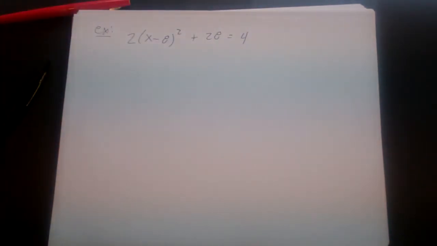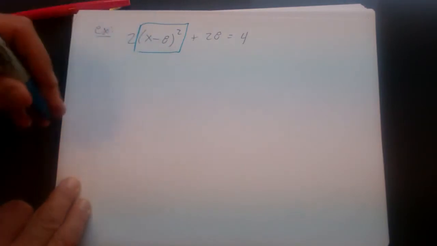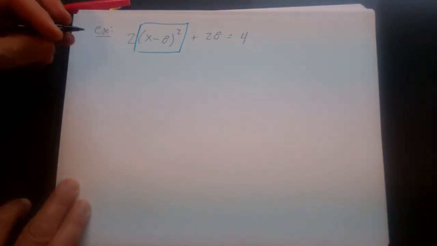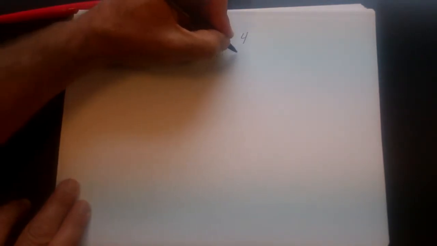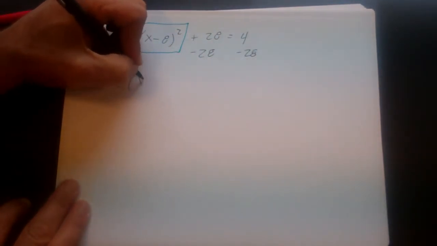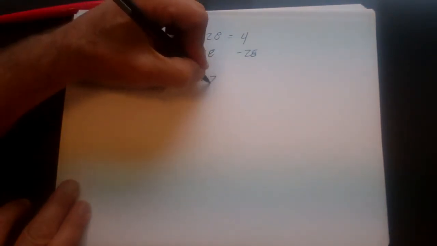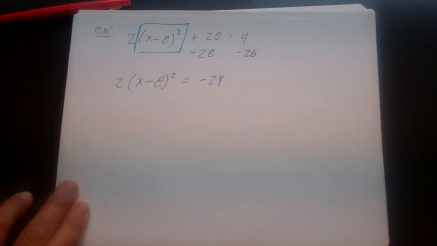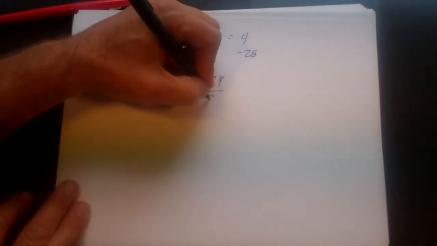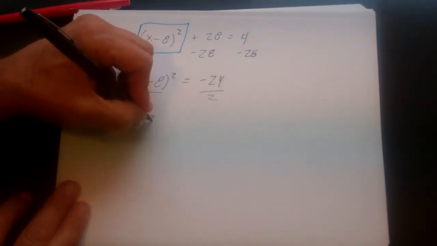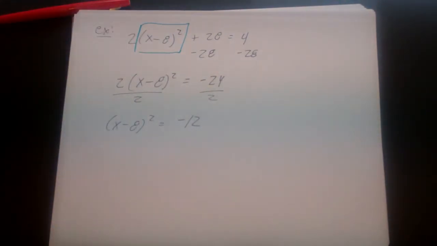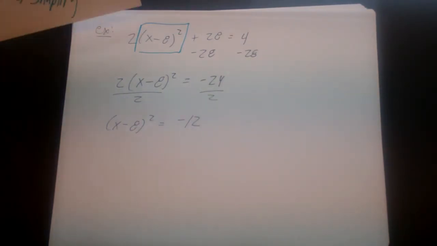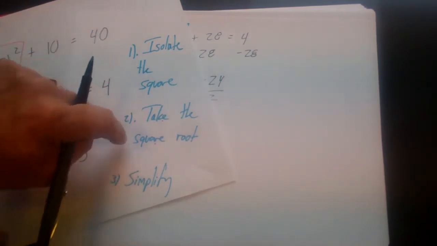The second example that we had was (2x minus 8) squared plus 28 is equal to 4. Again, it helps if you take a pen and put a box around the complicated term, or the squared term, sorry. Then I'm going to subtract 28, and I get (2x minus 8) squared is equal to minus 24. Now I'm going to divide by 2 and divide by 2, and I get (x minus 8) squared is equal to minus 12. And that's the first step, right? The first step again is to isolate the square. The second step is to take the square root.